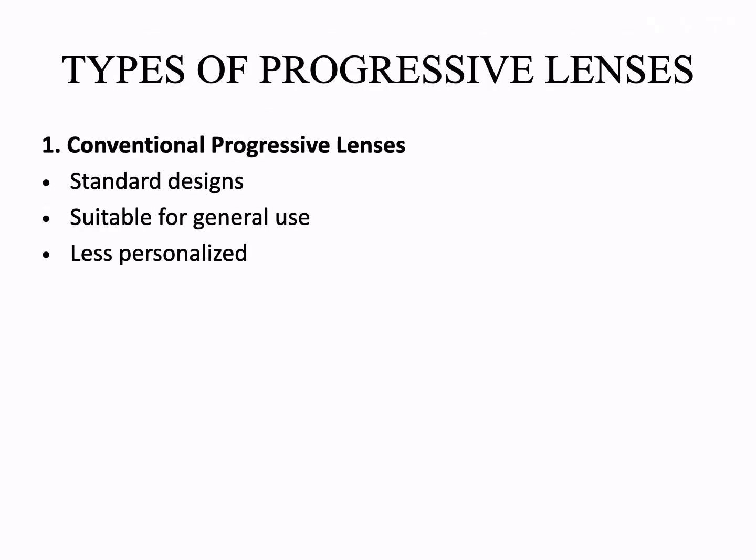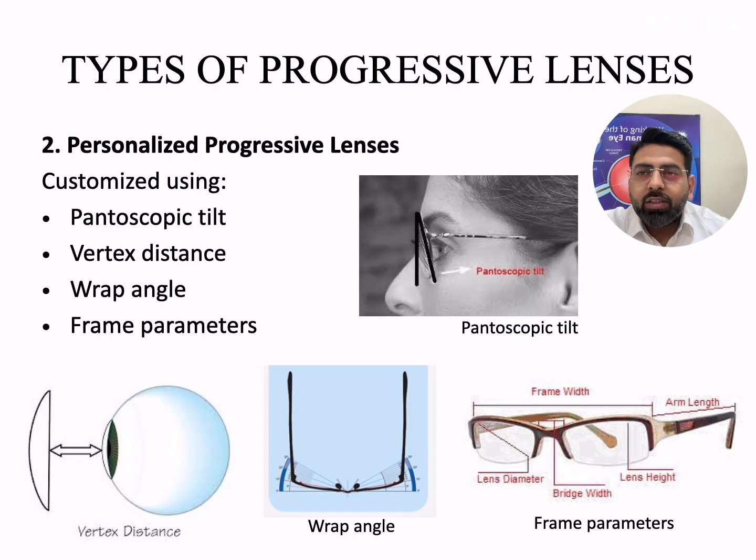So what are conventional progressive lenses? These are the standard designs suitable for general use, and they are less personalized. Personalized progressive lenses incorporate number 1, pantoscopic tilt, number 2, vertex distance, number 3, wrap angle, number 4, frame parameters. So quickly showing you with the help of a diagram, what is pantoscopic tilt.